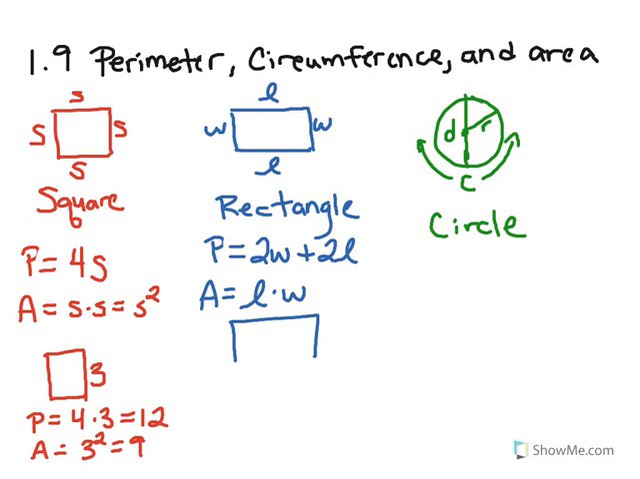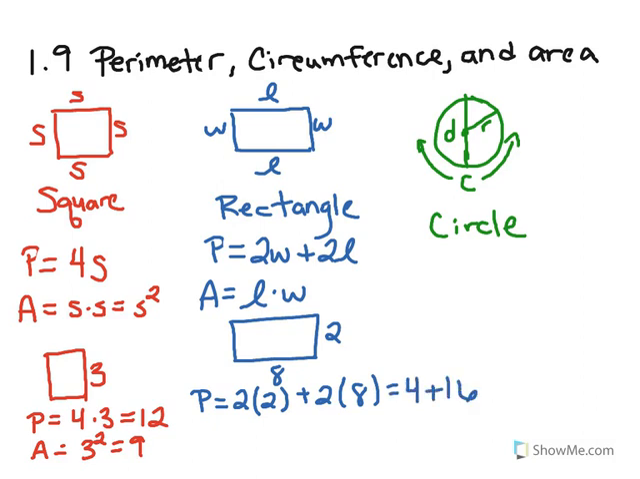So here's an example. My length here is going to be 8, and my width is going to be 2. So if I wanted to know the perimeter, I would do 2 times the width, which is 2, because there's 2 of those sides, and I'm going to add that to 2 of the lengths, which is 8. So that would give me 4 plus 16, which is 20. And then the area is going to be 2 times 8, which is 16.